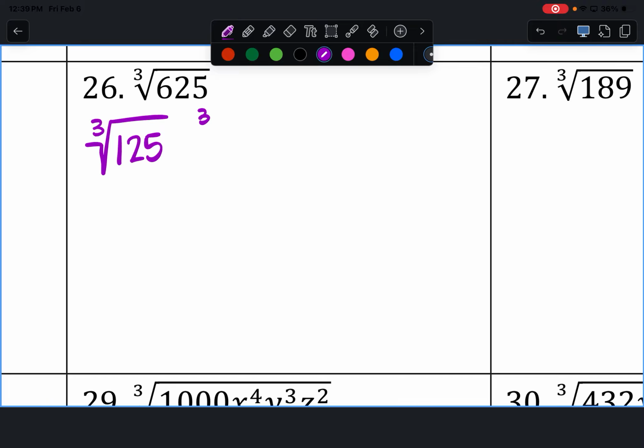125 times what gives you 625? 5. So what is the cube root of 125? 25. Or I don't know, 5. 5. My fault. I don't even go that far. My fault.